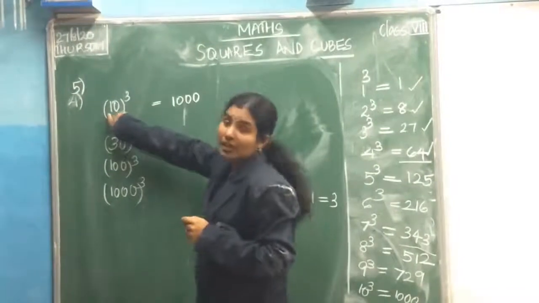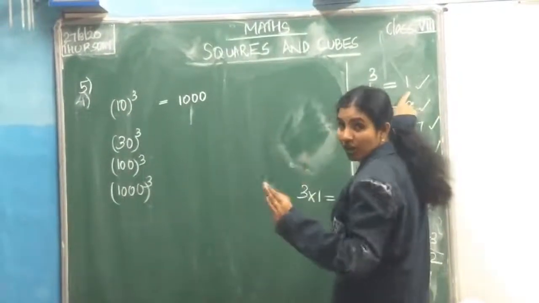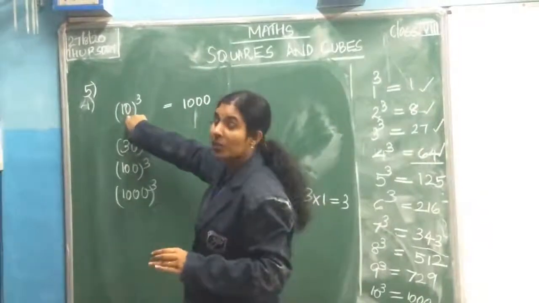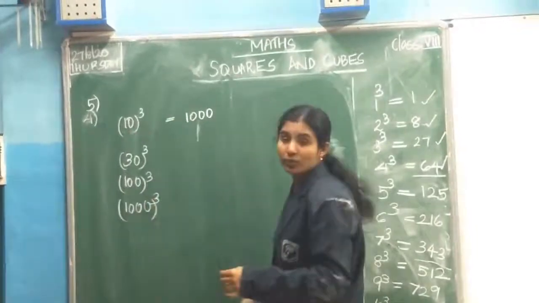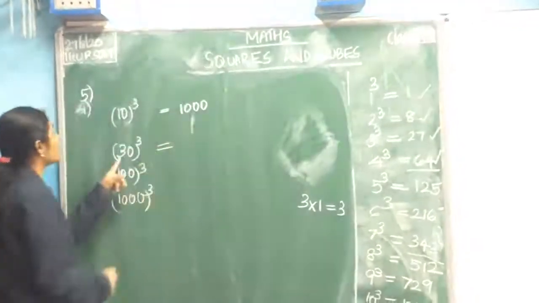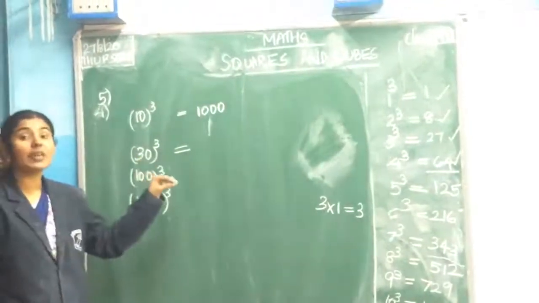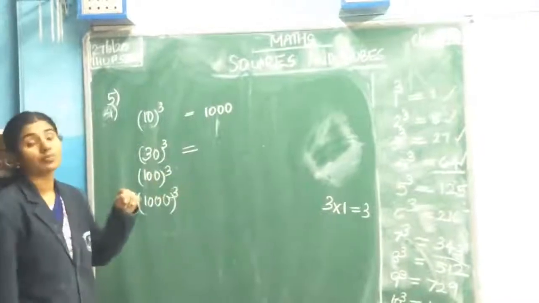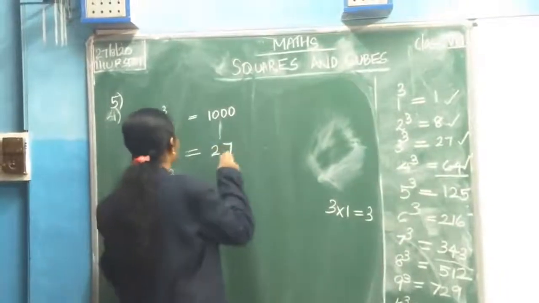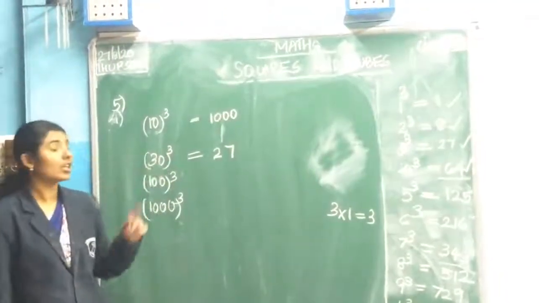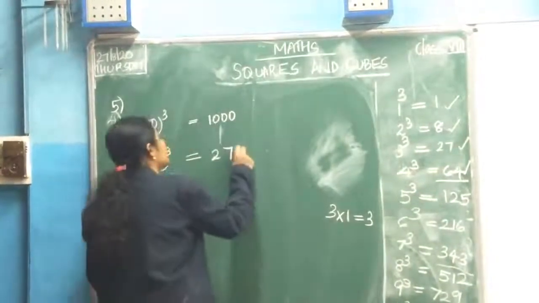See which digit they have given other than 0. That is 1. 1 cube is 1. In total how many zeros in this number? 1. 3 times that? 3. So 3 zeros you should write here. Next number, 30 cube. Which is the digit they have given other than 0? That is 3. What is 3 cube? 3 cube is 27. First you write that one. How many zeros are there? 1 zero. 1 zero means take 3 times. That is 3. So 3 zeros you should write there.